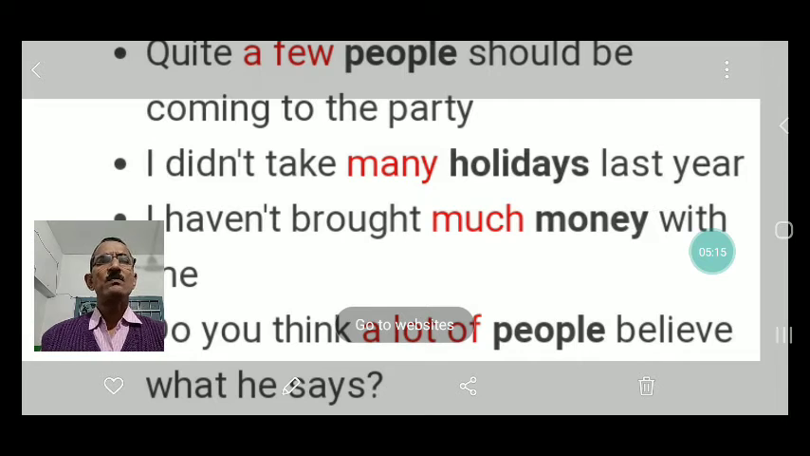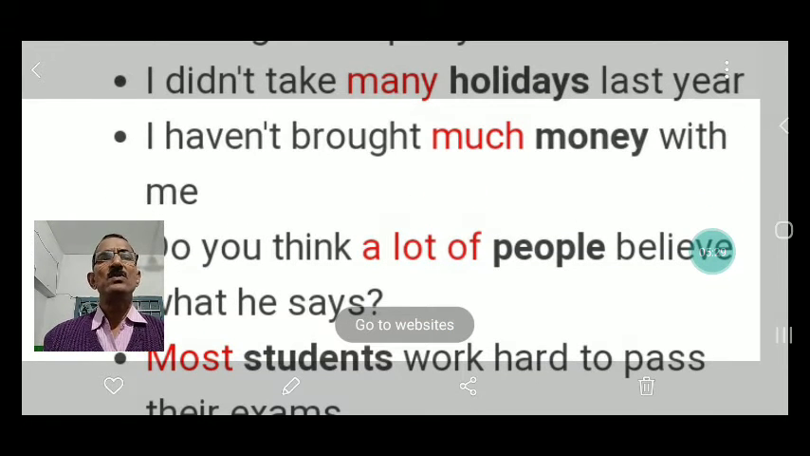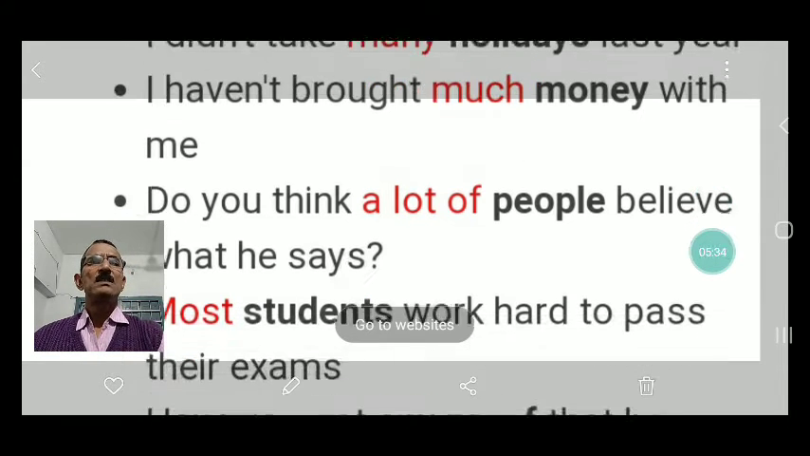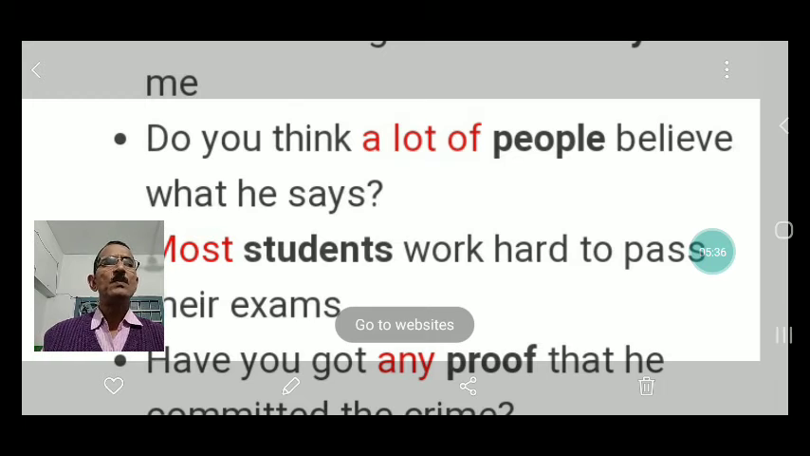I did not take many holidays last year. So here many refers to the few holidays that you enjoyed. I have not brought much money with me, means the money that he has is little. Do you think a lot of people believe what he says? Here, do you think, means I do not think a lot of people believe what he says. The sentence has negative meaning.